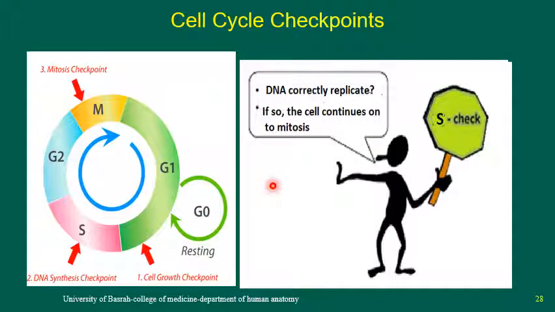The second checkpoint, called the DNA synthesis checkpoint, is located in S phase, in which it checks whether DNA is correctly replicated. If so, the cell continues on to mitosis.